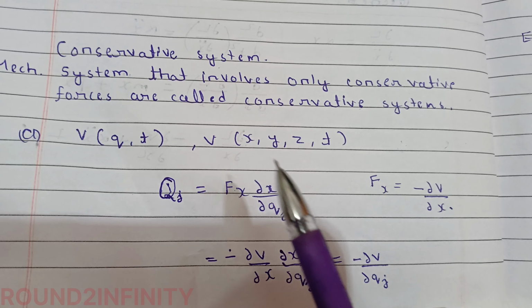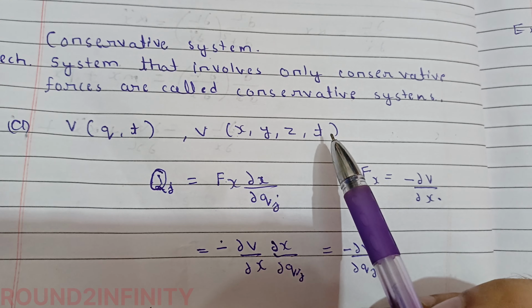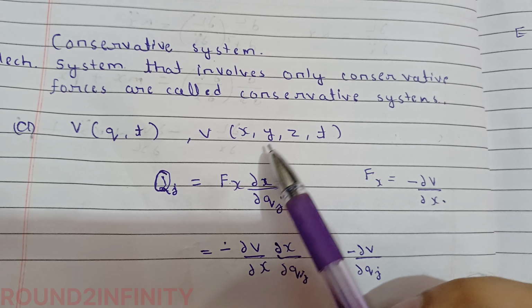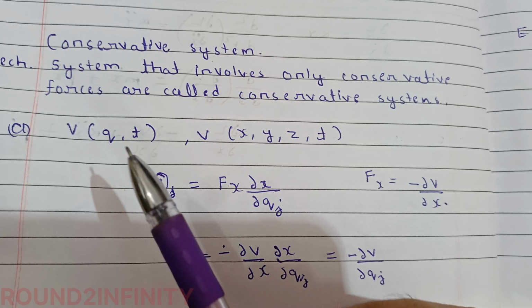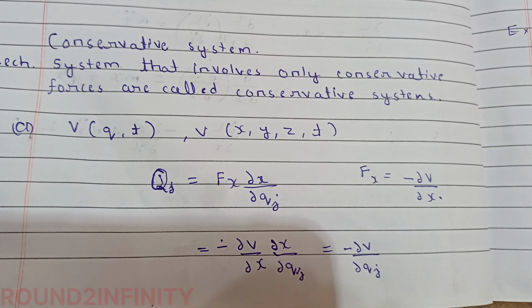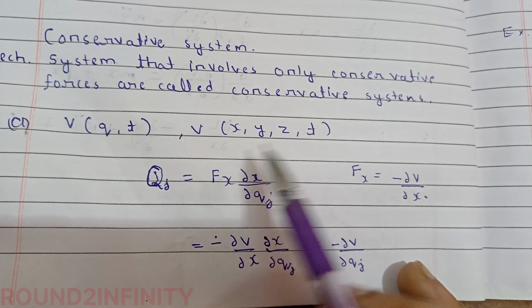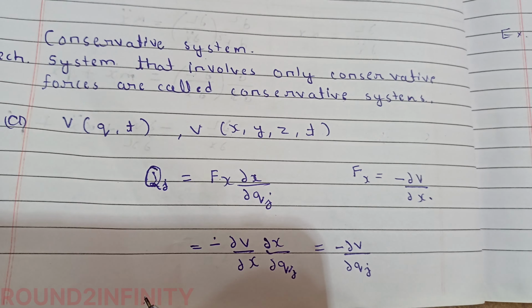So most of the time in conservative systems you will find potential as a function of x, y, z and t. Means they will not be a function of velocity, they will be just distances and time. And in the generalized coordinate system we represent this potential by q and t, so it will be in this form, and in Newtonian mechanics it will be in this form. So there won't be any q dot term or x dot term in general.